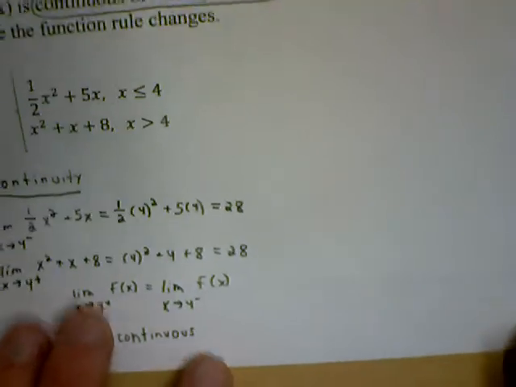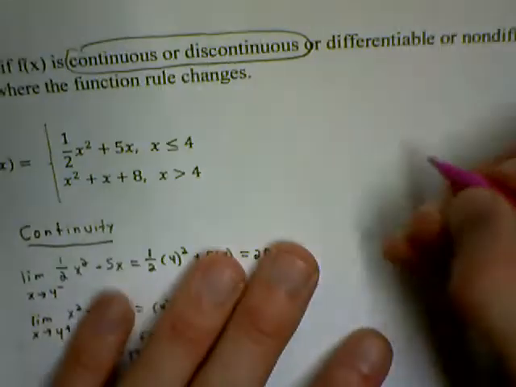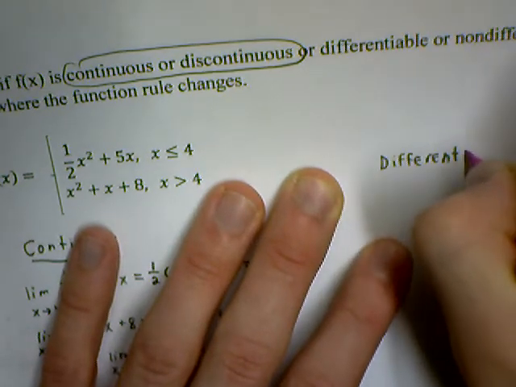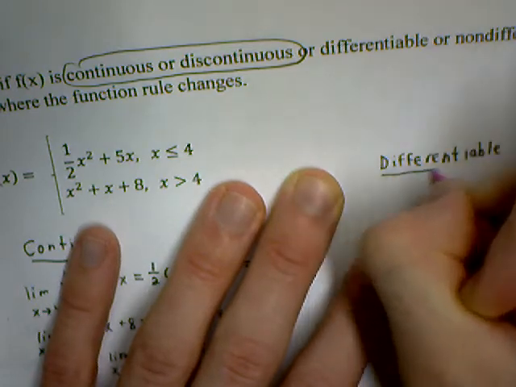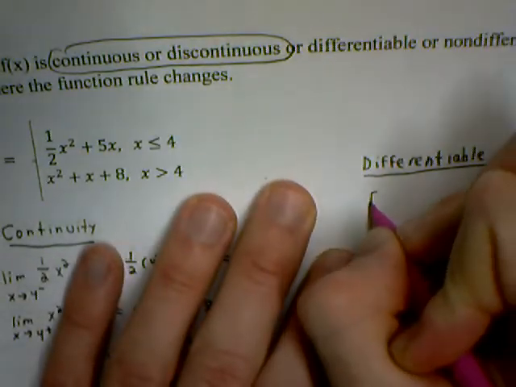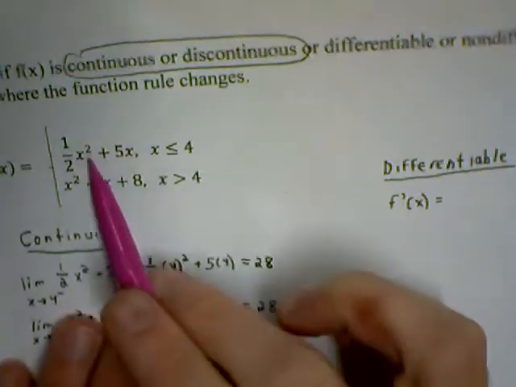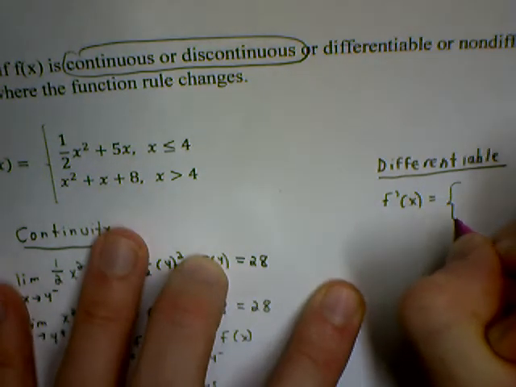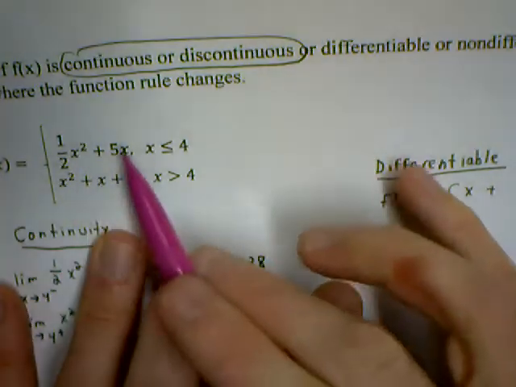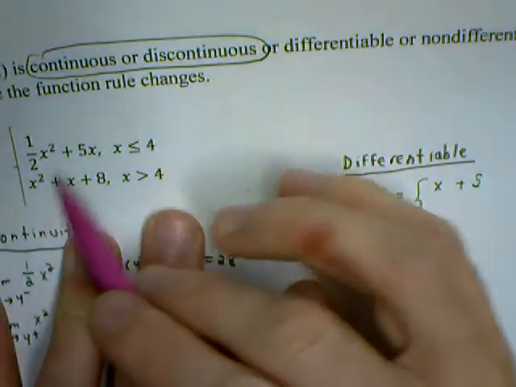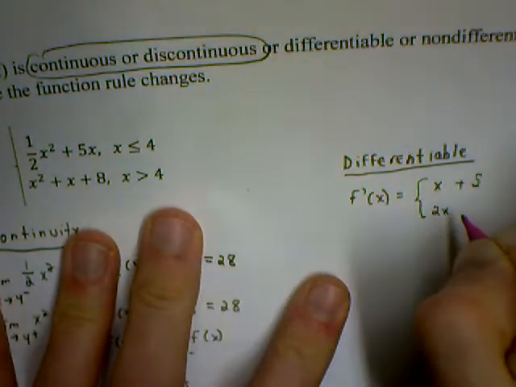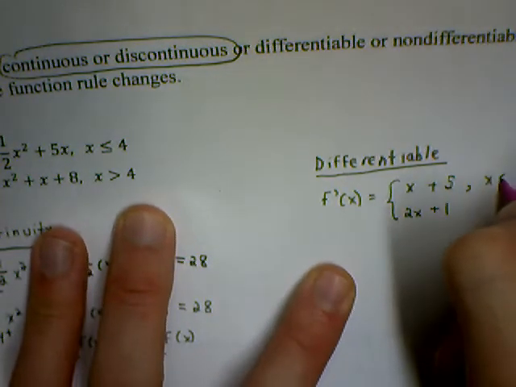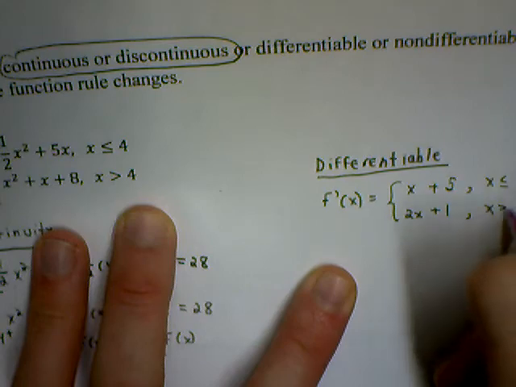All right, now for differentiability. First thing that you need to do is take the derivative. So f prime of x equals, bring the 2 down, 2 times 1/2 is 1, so I just get x plus the derivative of 5x is 5. The derivative of x squared is 2x. The derivative of x is 1. And I'll have x is less than or equal to 4, x is greater than 4.